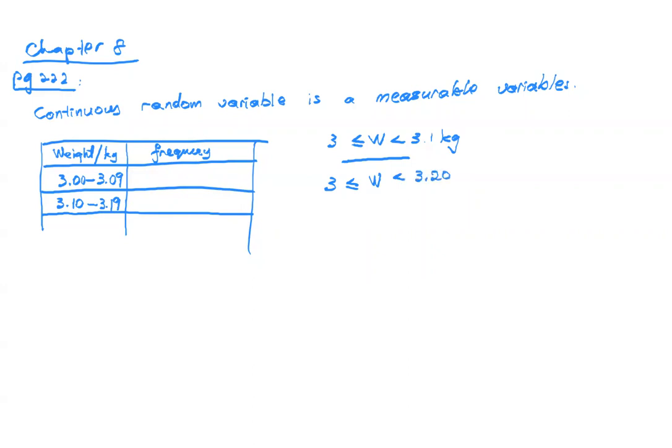So they are going to 2 decimal. So that is how we put it in a group data. The more data that you have, the narrower the group will be. Okay, and we call this a class. That is what we have done in chapter 6, correct?